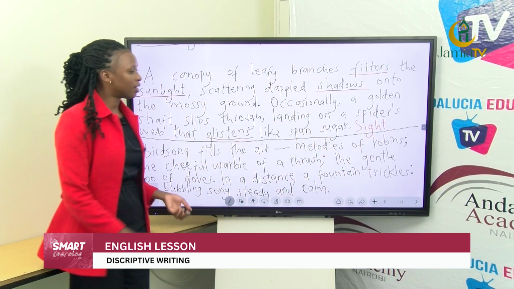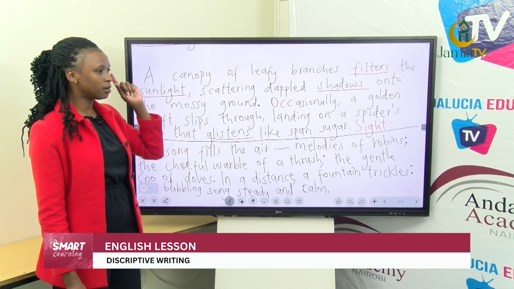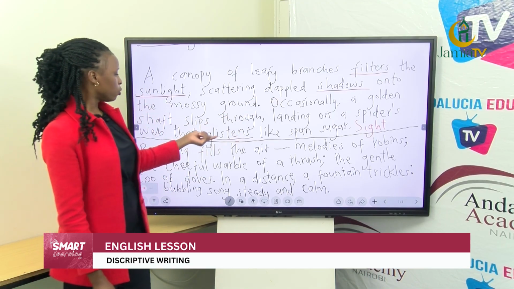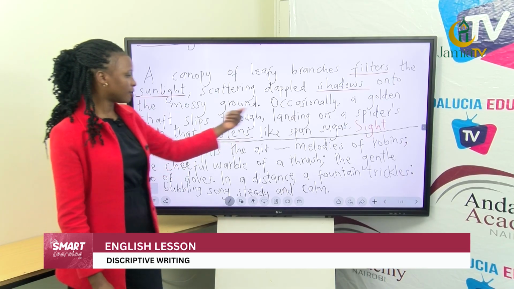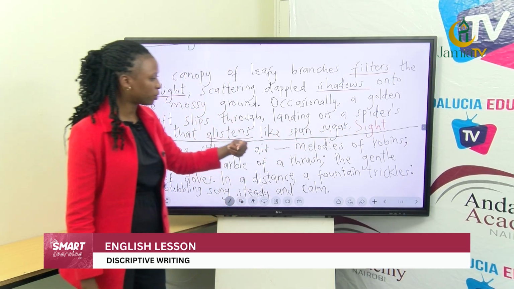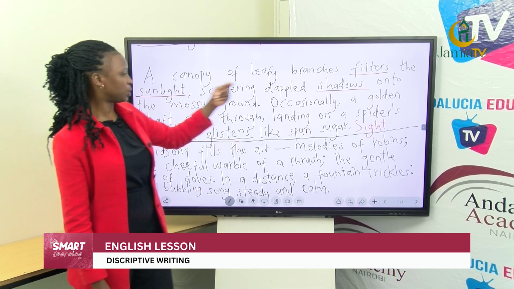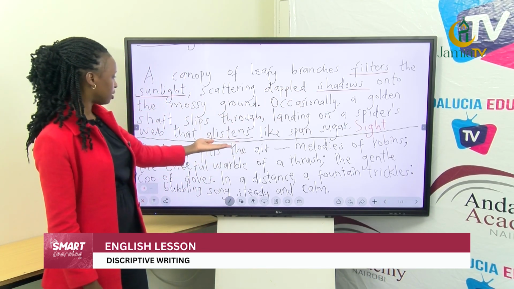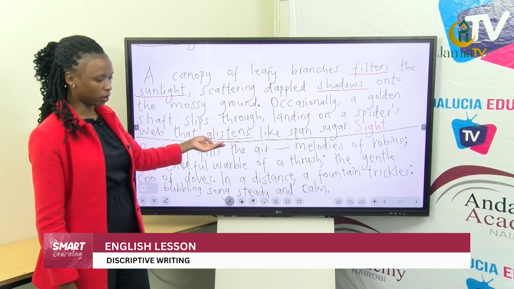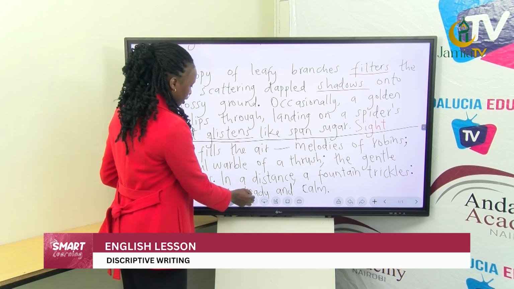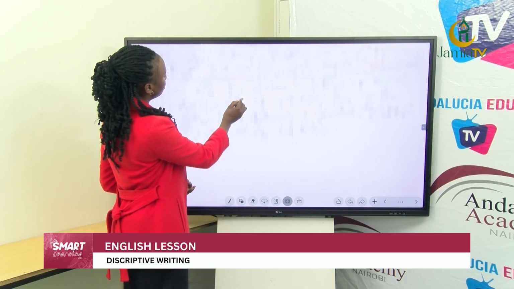You cannot hear sunlight, students. You cannot taste sunlight, but you can see sunlight. Something glistening, you can actually see it with your eyes. And remember, when we say sense of sight, we are referring to the body organ that is the eyes. So you can see sunlight, you can see shadows, you can see something glistening, and in this case, spider webs glistening in the garden. Then allow me to move very fast to the next paragraph because I'll connect them.